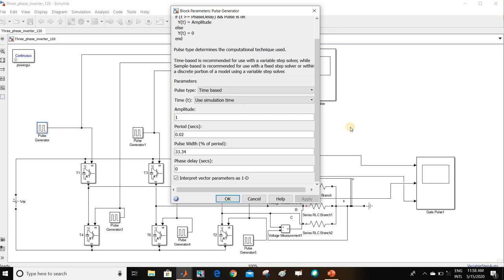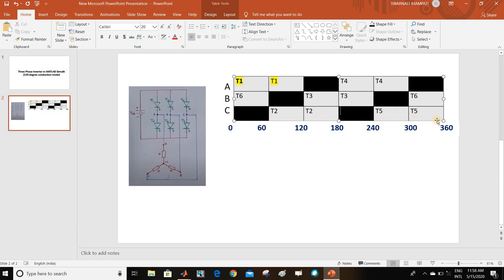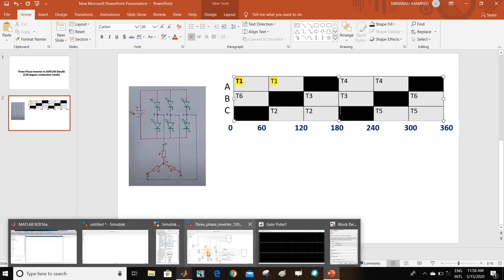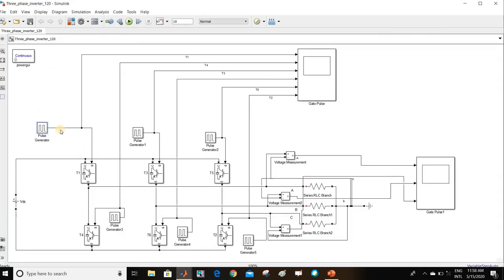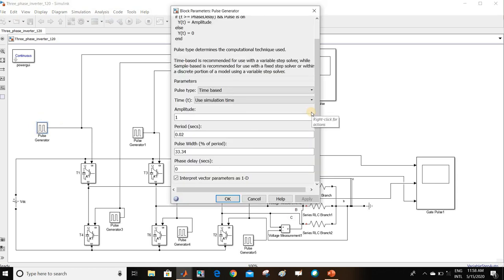Pulse width, percentage of period, we will have to take. Now how will we calculate pulse width? To calculate pulse width, we have to check. You can see from here 0 to 360 is the complete cycle. So if 0 to 360 is the complete cycle, that means 360 degrees will be 100% completion.